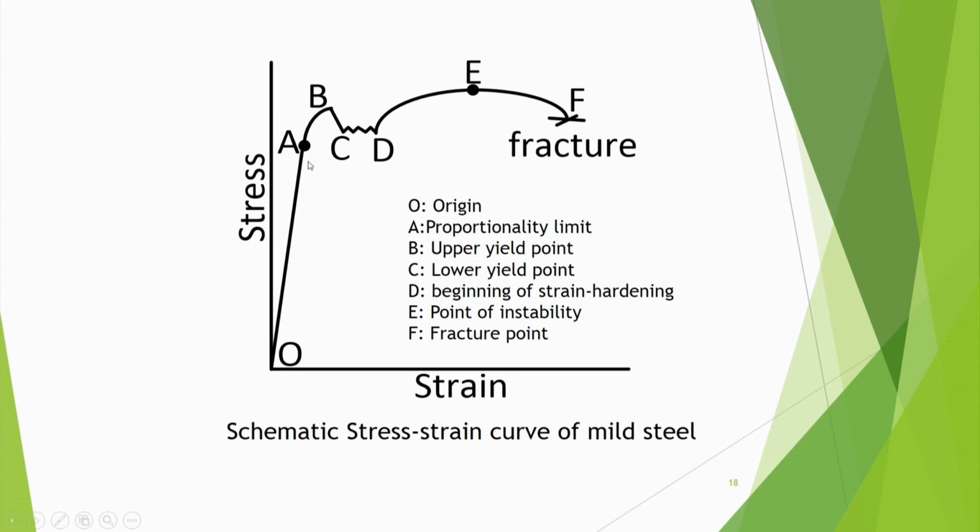For example, from this diagram you can find the slope of OA, that will be the Young's modulus of elasticity E. That point can be obtained, and then after that you can find out the yield stress of the material. B is the upper yield point, C is the lower yield point. You can also find out the ultimate tensile stress of the material, UTS, or sometimes it is called ultimate tensile strength. Here this point E is there.